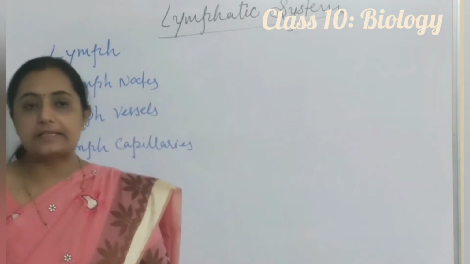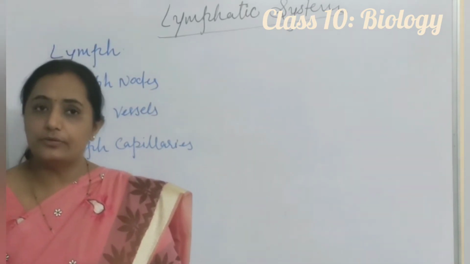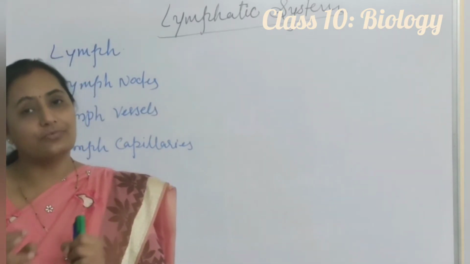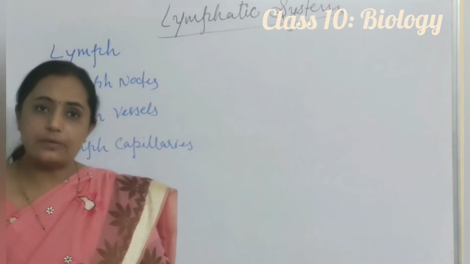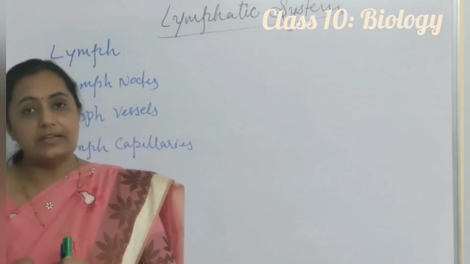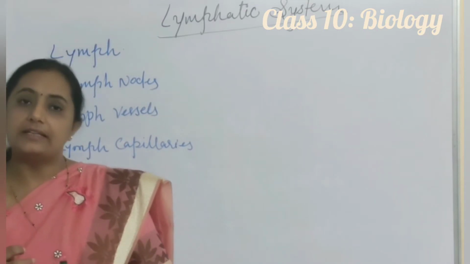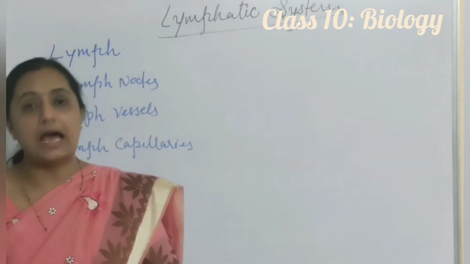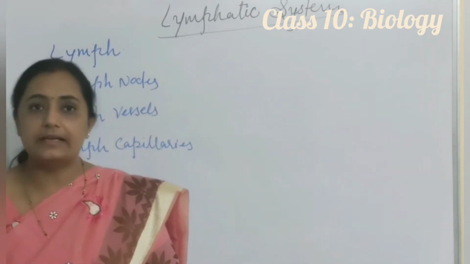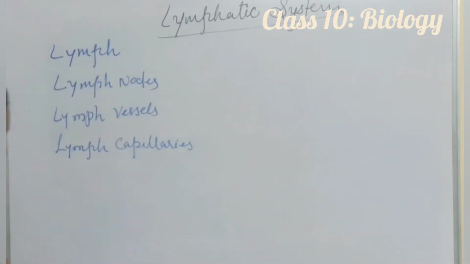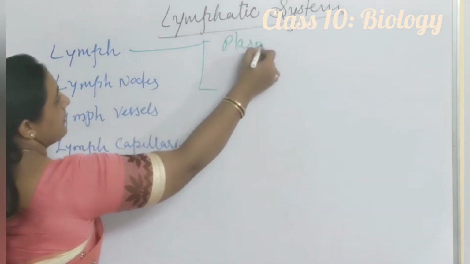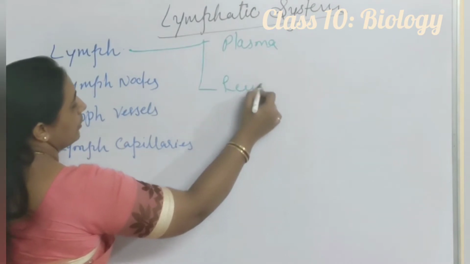Why are RBCs not present in lymph? Lymph is extracellular fluid, so it means lymph comes out from the cell, which is the extra fluid in the cell. The cell utilizes the RBCs, and this lymph comes out of the cell as the extra material, with plasma but without RBC. But WBCs are present in lymph. So the composition of lymph is plasma and leukocytes.